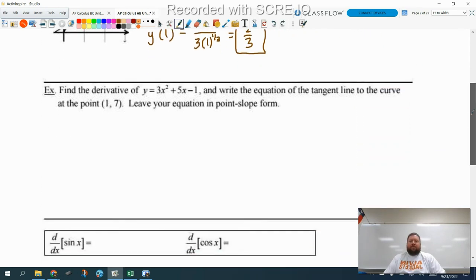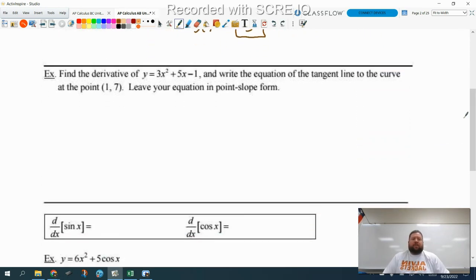All right, find the derivative of this equation and write the equation of the tangent line to the curve at the point (1, 7). Leave your equation in point-slope form. Okay, so we've done this a couple times now, point-slope form. On your pink sheet, that's your stuff you must know cold, we've written the point-slope form in calculus. So I'm going to write it again for our notes here.